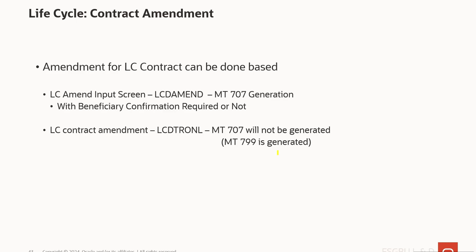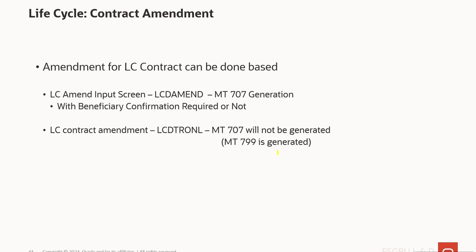about amendment. When I say amendment, we can do an amendment in the original contract initiation screen itself, the LC contract capture screen, or we can do an amendment using the amendment input screen. When I do an amendment using the amendment input screen, 707 will be generated. If I'm doing it from the LC contract capture screen, 707 will not be generated, but the system will automatically default the advice name LC amend instruction, and it will generate a 799. So that is the basic concept.